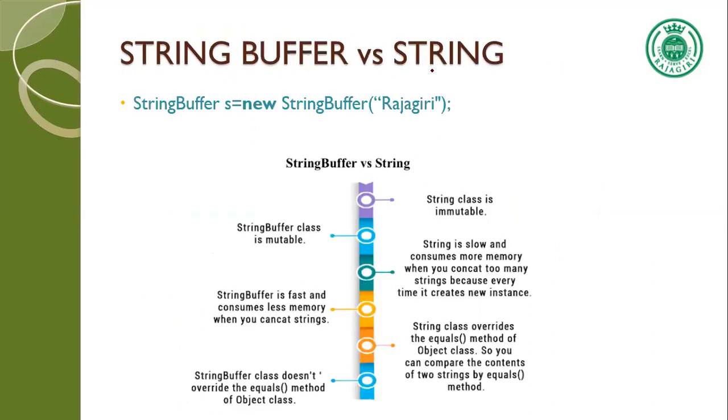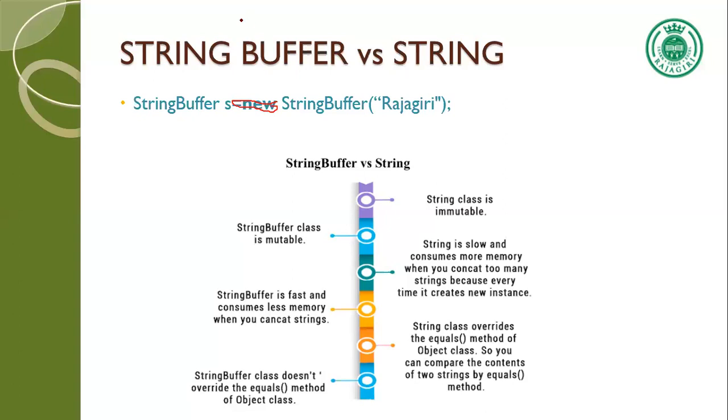Just like you have something called string, you have a class called string buffer. String buffer and string, they do the same things, but their functionalities are a bit different. You can assign value to a string buffer just like you do in a string. You can either directly assign it or you can use a keyword called new.